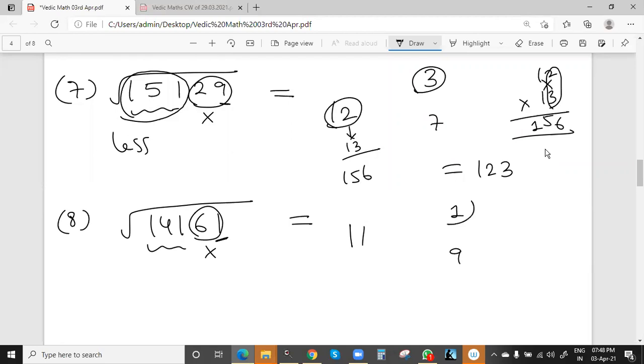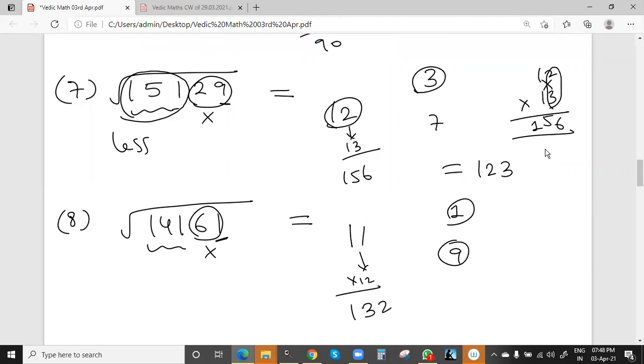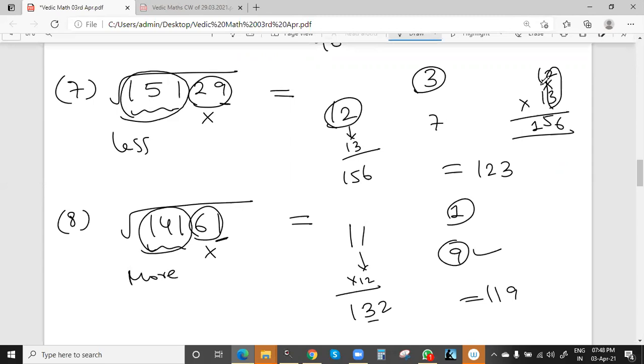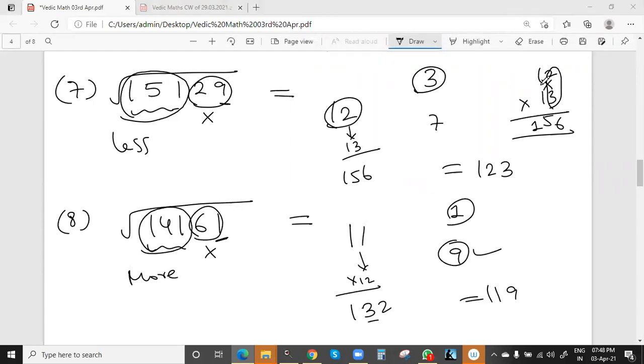For deciding between 1 and 9, we'll multiply 11 with 12. With the 11 by 12 shortcut: 1, then 2, and then the addition 1 plus 2 in the middle gives 132. We'll look at this value. More, so we select the more value. That is 119, the answer. Please note the solution. Correct, Pratusha, this time 119.